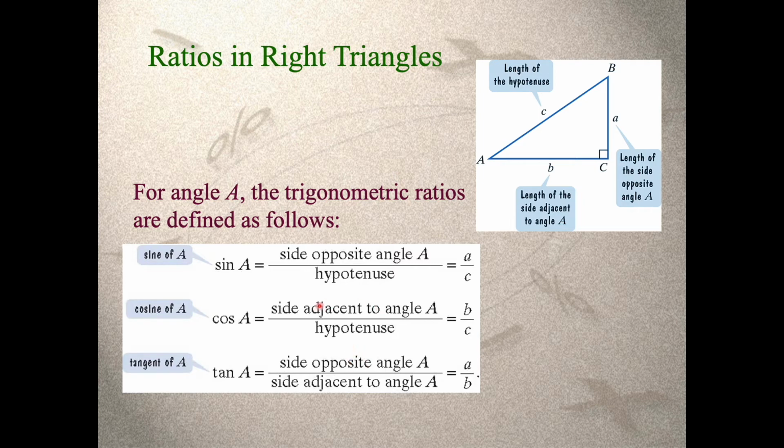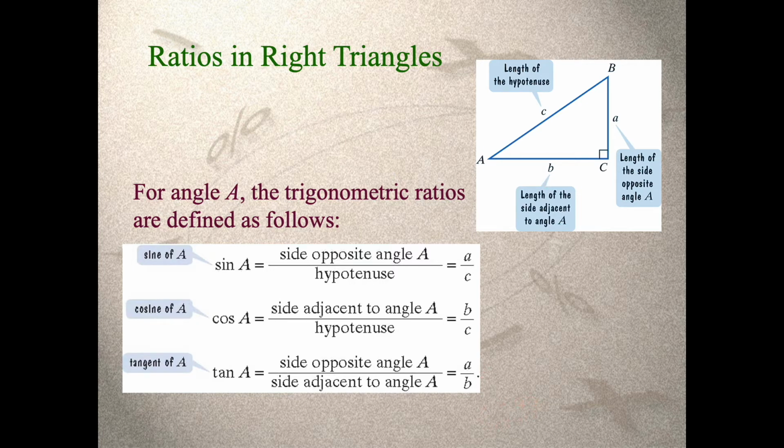And then the tangent of A, which we'll abbreviate as TAN, is the side opposite angle A, which is that little a, over the adjacent side to angle A, so little b. So we have a fraction of a over b for that. So notice that sine and cosine both have a denominator of the hypotenuse, but the tangent uses the two legs of the right triangle, a over b.